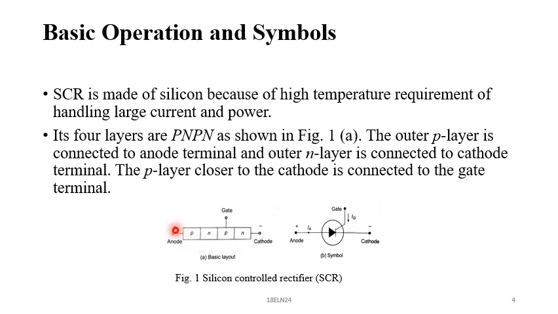Now again, if I give a positive to P and negative to N, these two junctions are forward biased, and I give a gate voltage. If the gate voltage Vg is greater than 0, that results in a current Ig, and due to this the junction also becomes forward biased. So now it indicates that your SCR is on. When the SCR is on, there is a flow of current from anode to cathode. So this is the basic operation of the circuit. This is the circuit symbol, with three terminals named anode, cathode and gate.